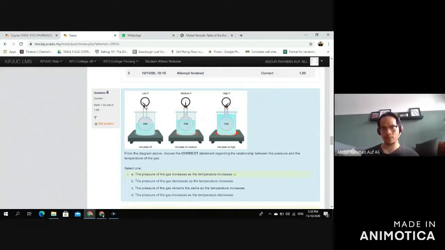And the pressure here zero, right in the middle and maximum. So as the temperature is increased, the pressure will also increase. So the answer is A. The pressure of the gas increases the temperature. All right.